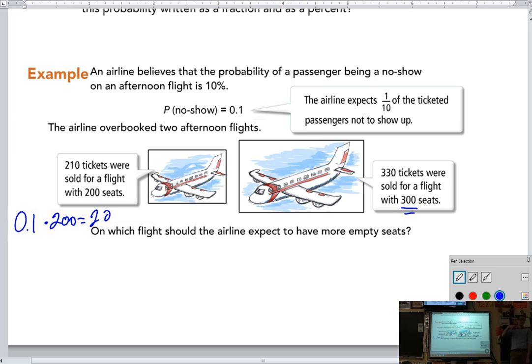Yeah. Did they sell all their overbooking tickets? If they sold 330 tickets, did they sell the plane empty? Did they sell the 10 extra percent? I think so. Yeah, if they sold 330, they sold that extra 30. There's no room left here.